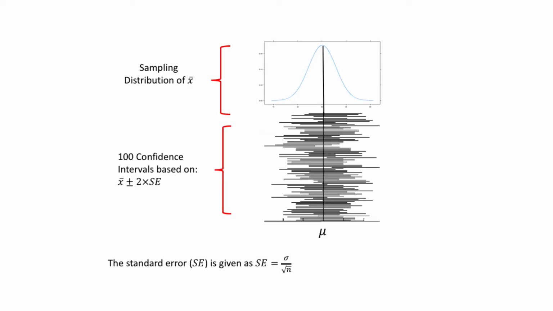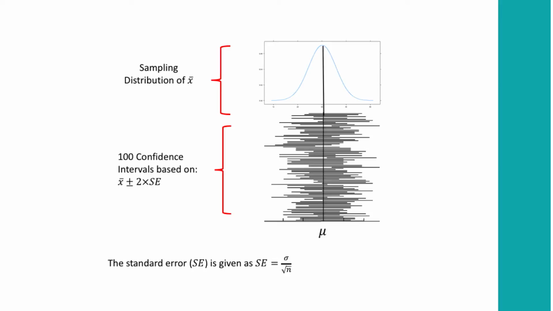This is what it looks like. We have a sampling distribution of our sample mean, which here we've modeled as a normal distribution. So we're assuming that we have a sample size of 30 or greater or so, or that in the population the distribution is normal. And here we have about 100 point estimates, 100 sample means. So let's suppose we just collected 100 samples of the same size from the population, and for each sample mean, we add and subtract 2 times the standard error.